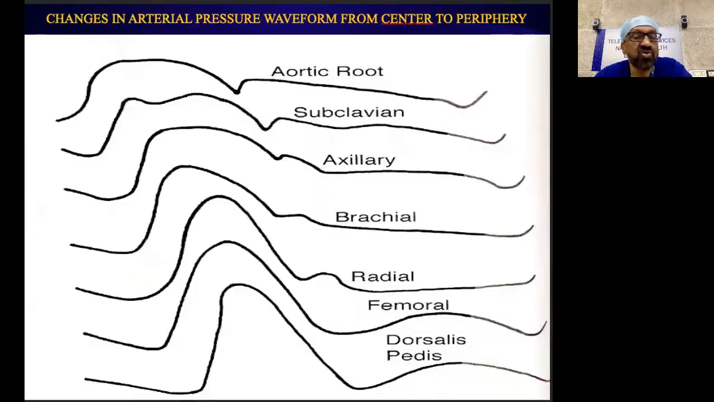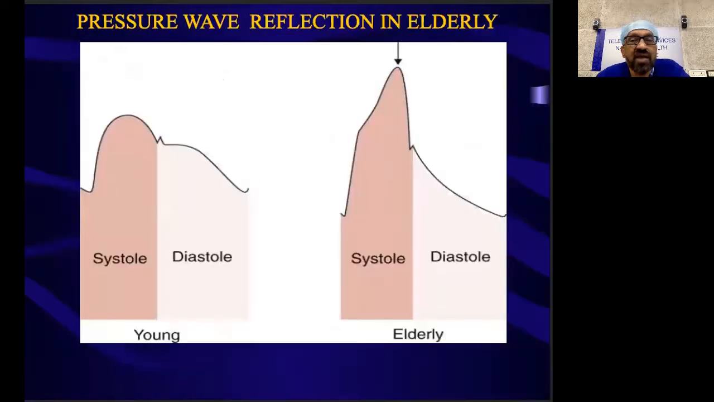This is again shown in this diagram. As we progress from the central artery to the more peripheral artery, the systolic pressure increases, the diastolic pressure decreases, but the mean pressure remains the same, and there is attenuation of the dicrotic notch. This is a pressure wave reflection which occurs in elderly patients as a result of stiffening of the arteries. The pulse pressure increases, and there is a late systolic pressure peak.